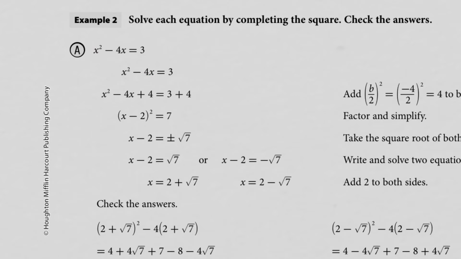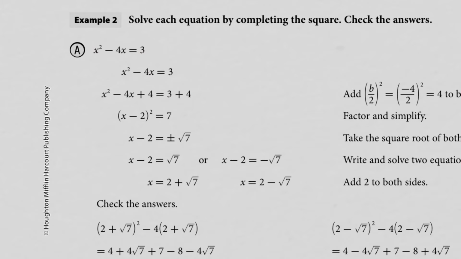You half it and square it, right? So half of -4 is -2. Square that, you get +4, and you add it to the end. Half it, square it, add it. So you add 4. Now, since it's an equation, whatever you do to one side, you do to the other side. So we added 4 on both sides.